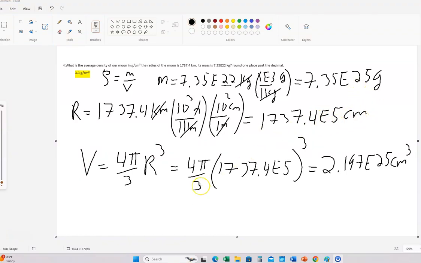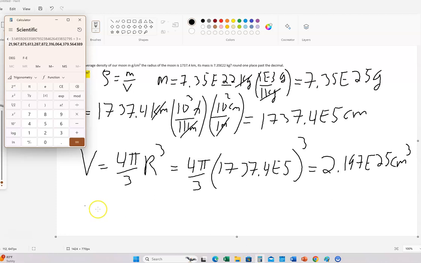And then what you do is you take that, you use the volume of a sphere. The volume of any sphere is 4 times pi divided by 3 times r raised to the third power, which I've done right here. And so you get a volume of, here, let me show you in the calculator real quickly. I'm running out of time. It's right here. So that's not in scientific notation, but that's 2.19 times 10 to the 25th.